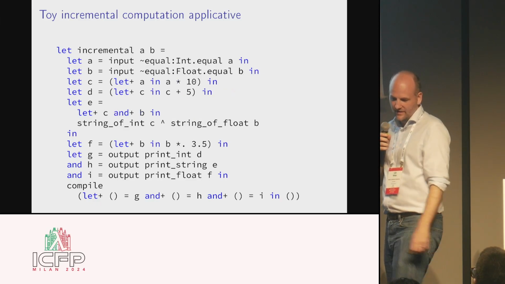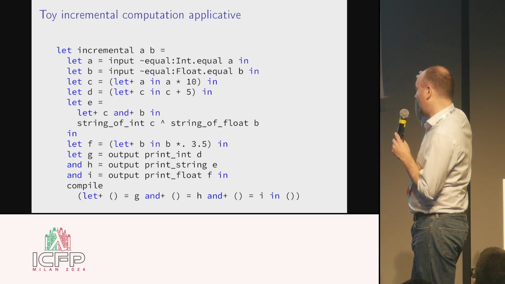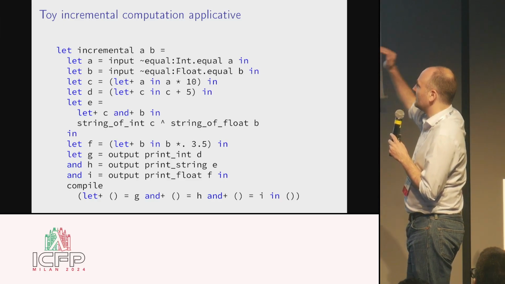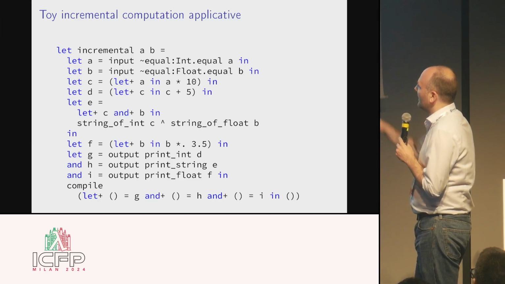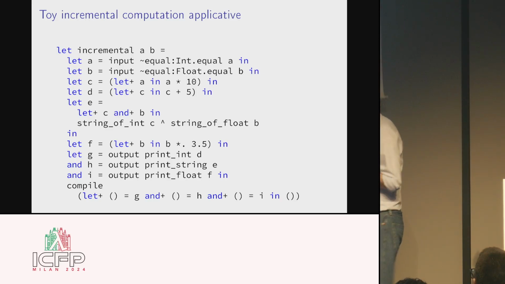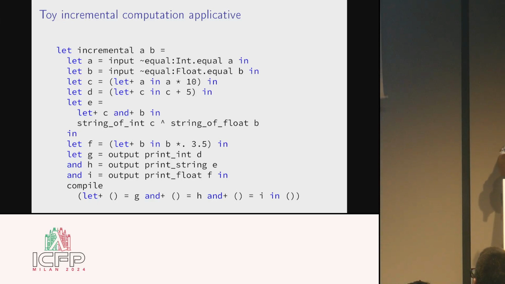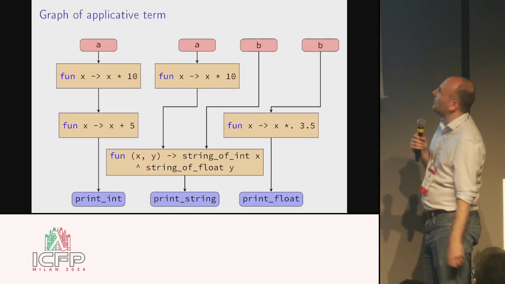So you get down to this, which is now a pretty direct encoding of the graph that you're trying to represent. C depends on A and it's A times 10. And E here depends on C and B and it's this expression using C and B. So that seems pretty good. The problem is that we actually didn't make the graph we meant to. We made this graph instead.